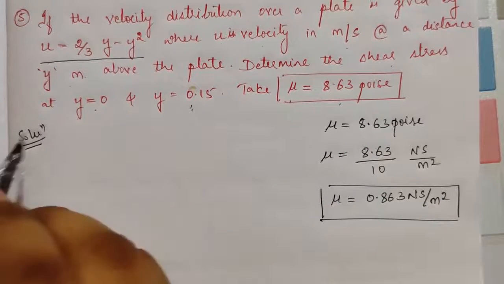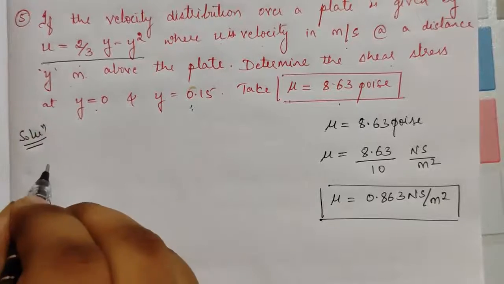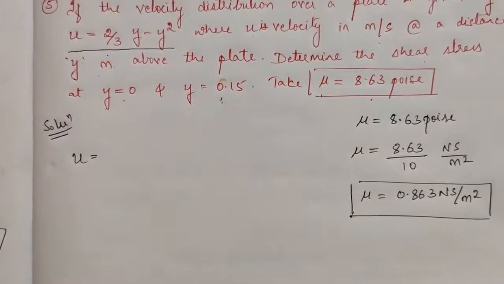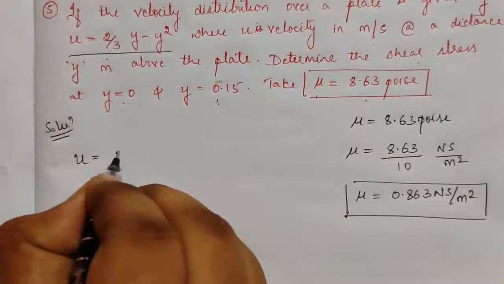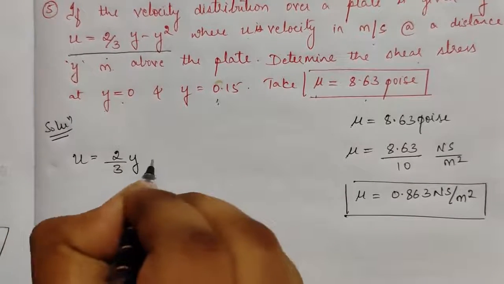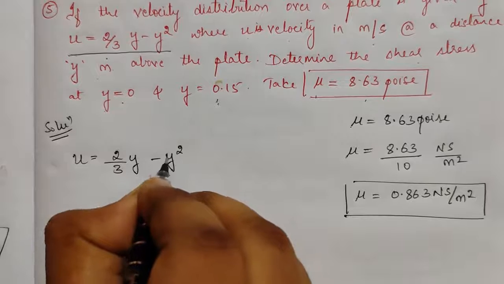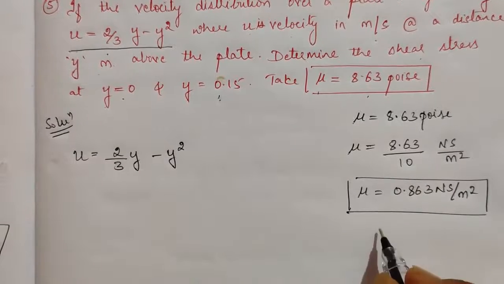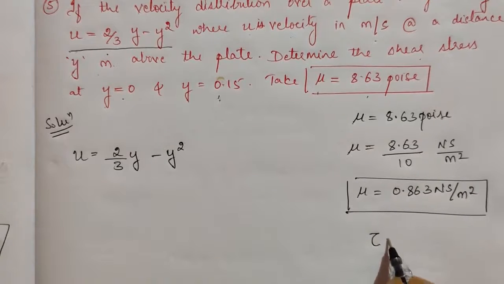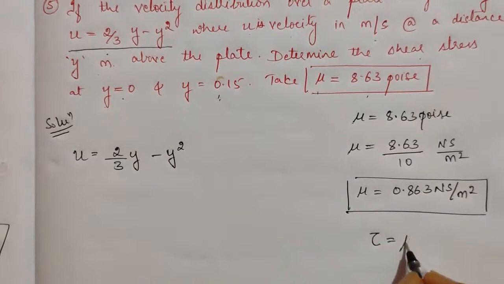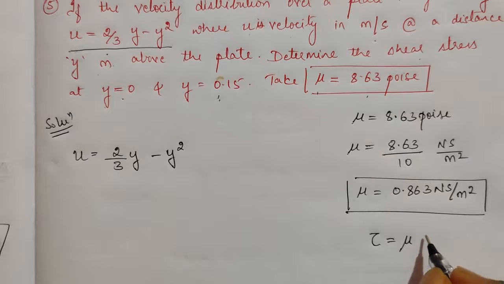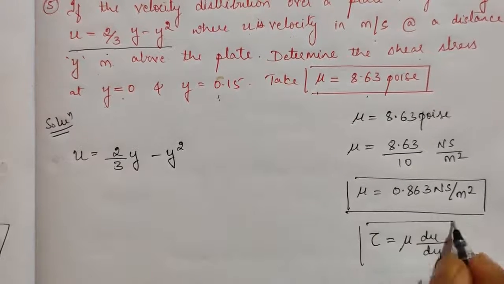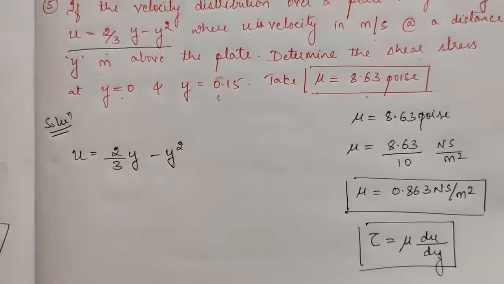Next, what we have to do? We have to note down this function. The velocity is given as a function of y: u is equal to 2 by 3 into y minus y square. So we have to differentiate. We know the formula: tau is equal to dynamic viscosity into du by dy. So we want this velocity gradient.